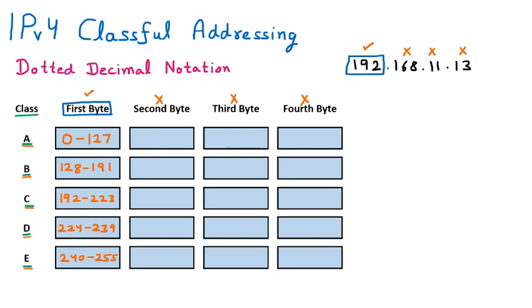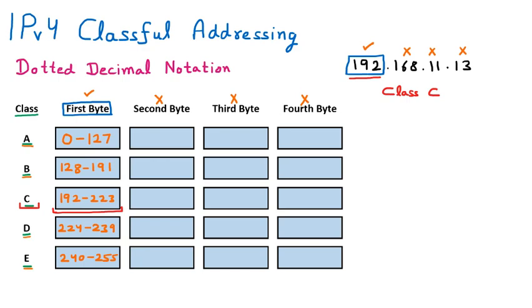Now talking about the example which we have quoted, 192.168.11.13, where does this particular IP address belong? The first byte is 192, and we can see that this 192 falls under the range 192 to 223. That is the range under which this IP falls. That means this is class C. So we can say that this IP address belongs to class C. That is how we can find out the IP address classes.